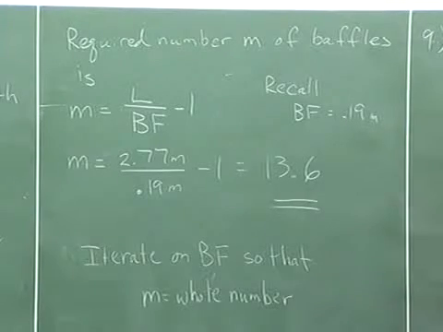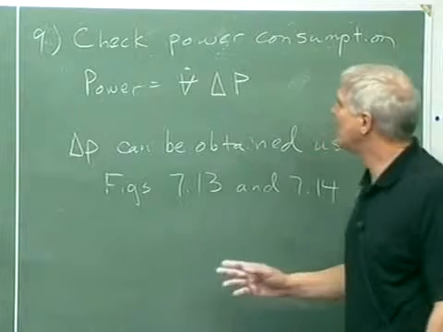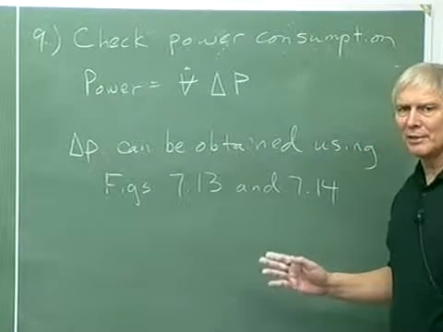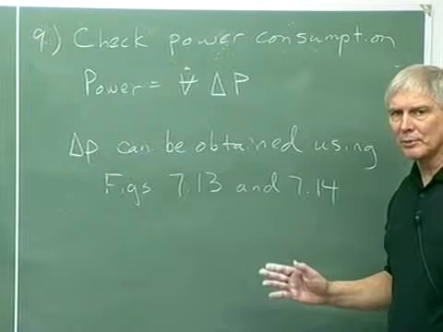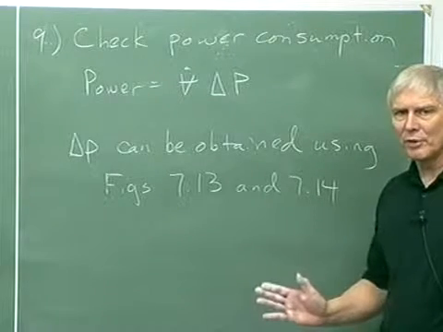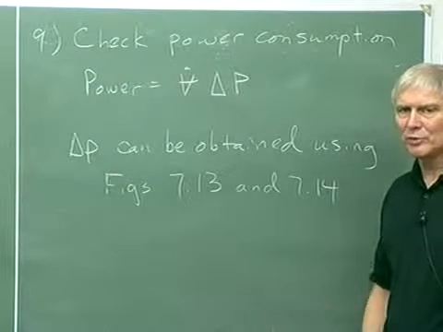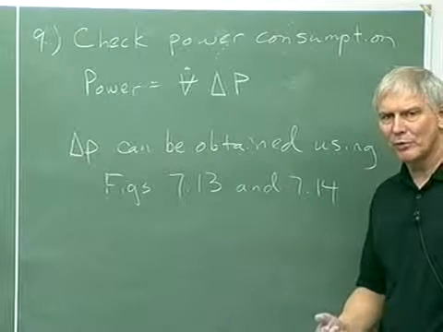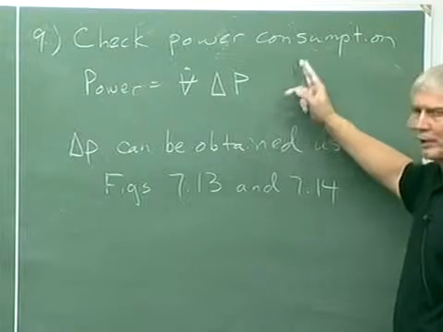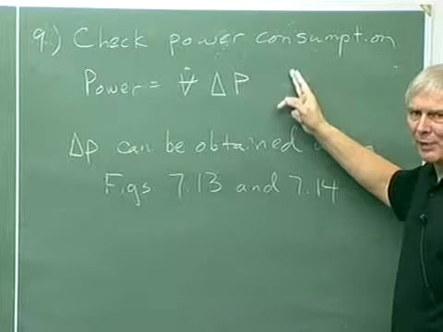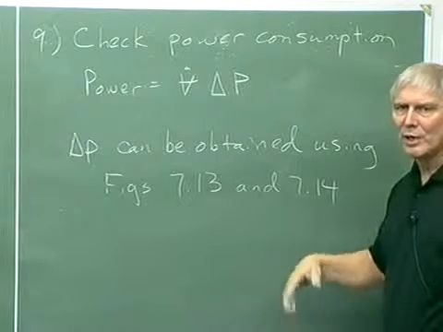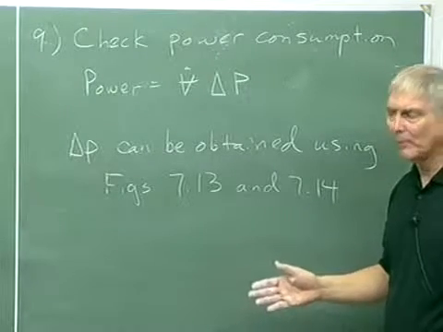There's one last thing we have to do, and that's step 9. We have to check the power consumption to see if what we've designed is actually practical. We've got to get that flow to go through the tubes. We could pack those tubes so closely together, we get great heat transfer, but we might not be able to force the flow through. So we have to check the power consumption, and we're talking about the power consumption that it takes to force the flow through the tubes as well as through the shell.